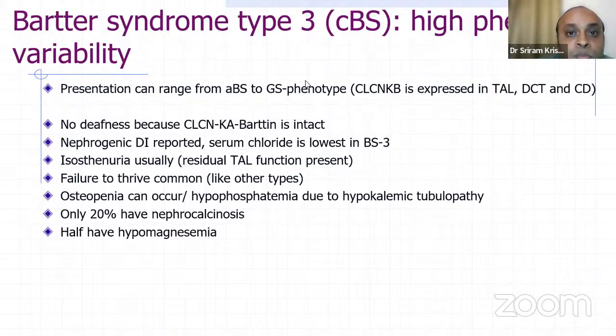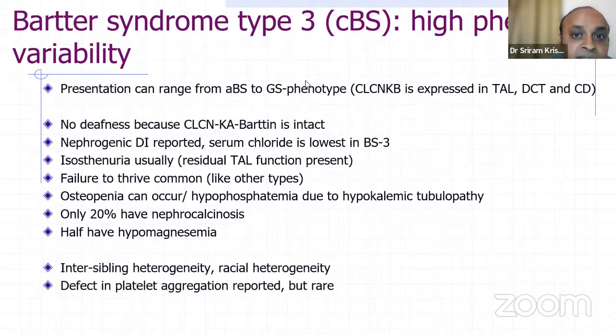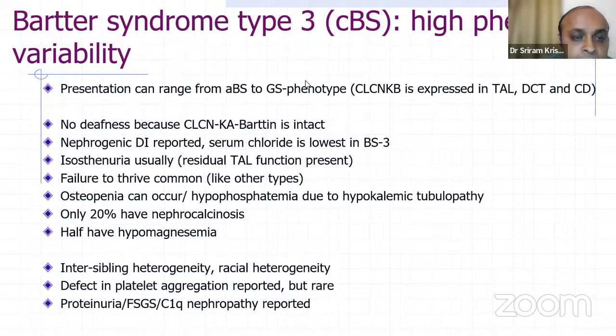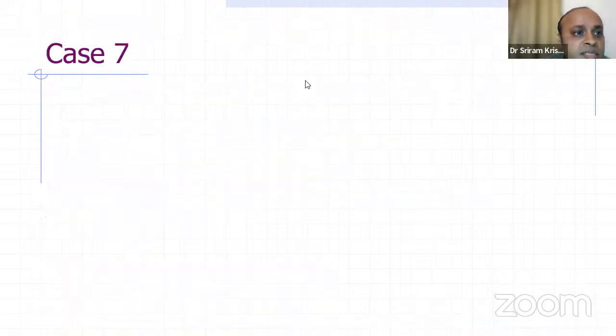Half of them can have hypomagnesemia here, which could be a DCT phenotype kind of thing. Inter-sibling heterogeneity is reported. Racial heterogeneity is reported. For example, in literature, African Americans are shown to have a more severe phenotype. A defect in platelet aggregation has been reported, but it's very rare. And Bartter syndrome type 3 has also sometimes been shown to develop FSGS, even nephropathy, etc., with severe proteinuria. Renal failure also may occur, and multiple reasons have been suggested.